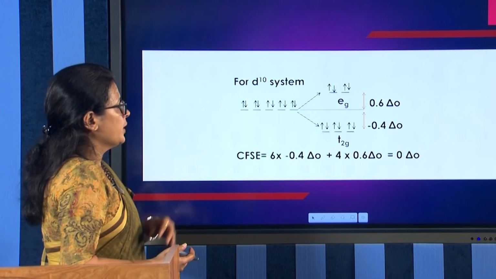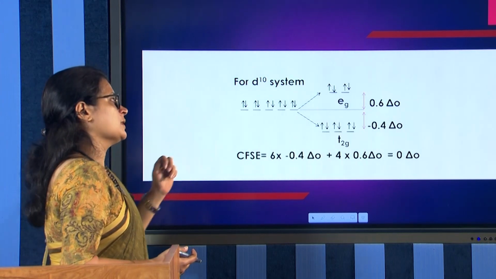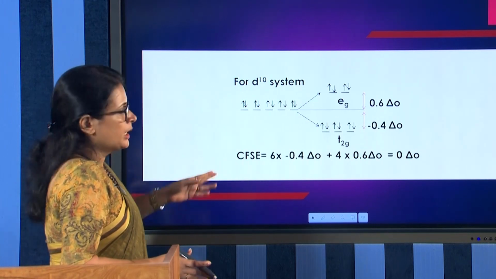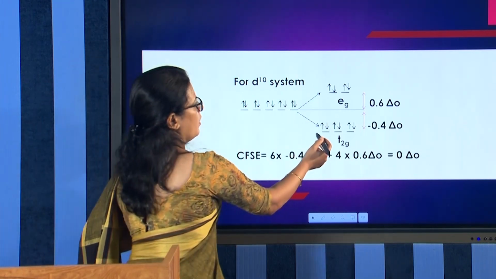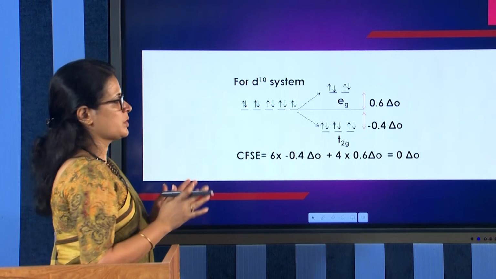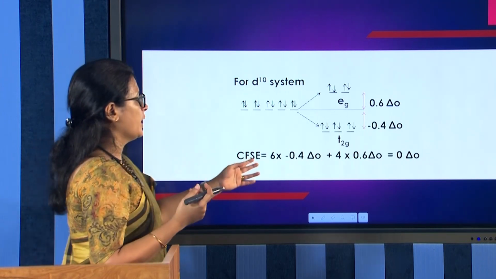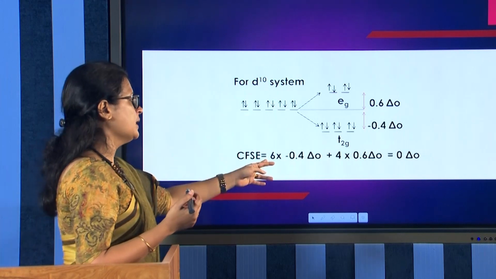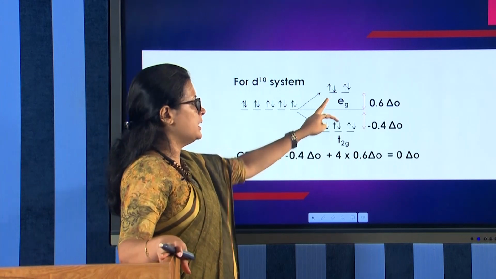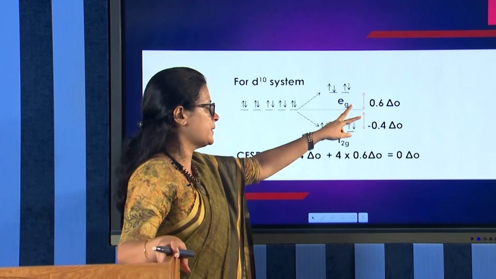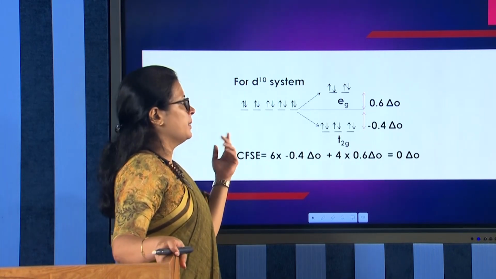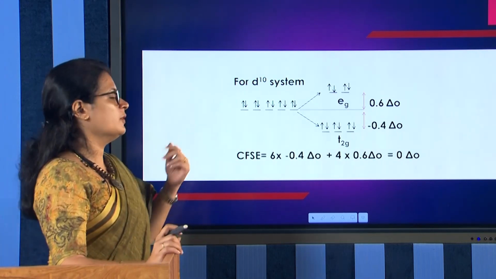For the D10 system, D10 means 10 electrons in the d orbitals, all the d orbitals are paired. Now, by the approach of ligands, there will be splitting and the electrons can be filled like this: 1, 2, 3, 4, 5, 6, 7, 8, 9, 10. This is the only arrangement possible. While calculating the CFSE, you number the electrons in the T2G and EG: 6 electrons in T2G, 6 into minus 0.4 delta O, and how many electrons in EG? 4 electrons into plus 0.6 delta O. On the whole, if we count, we get 0 delta O. Crystal field stabilization energy is 0 in the case of the D10 system.